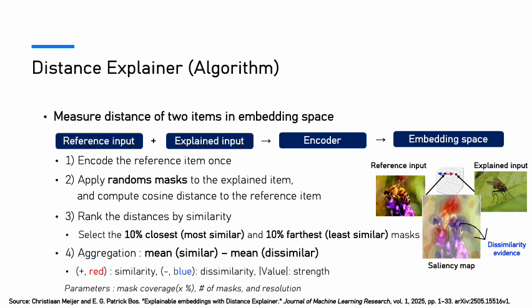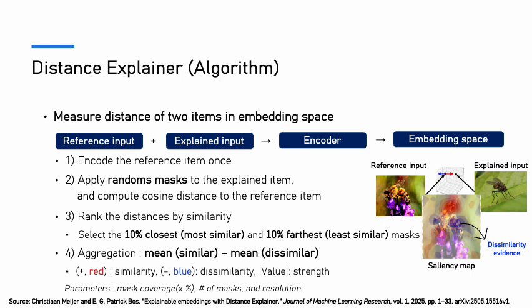Next, all distances are ranked, and the top 10% closest and 10% farthest cases are selected to represent similarity and dissimilarity. Finally, the method aggregates these by subtracting the mean of the dissimilar group from the mean of the similar group. The result is a signed attribution map.